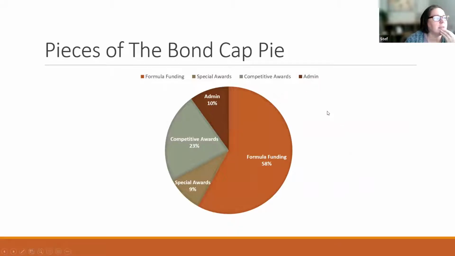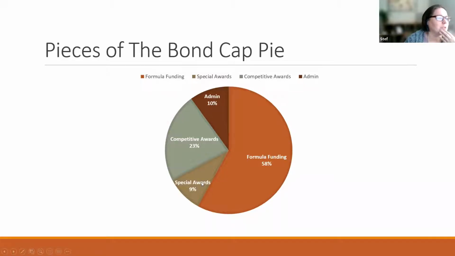So when I mentioned the bond cap, formula funding is about 58% of the bond cap. About 9% goes to special awards, 23% goes to competitive awards, and then 10% is administrative costs that cover the oversight and planning of the capital projects.